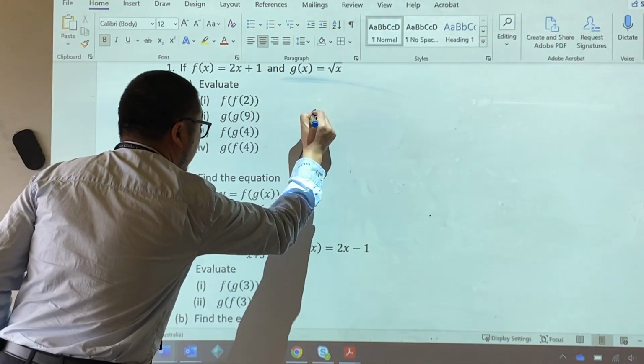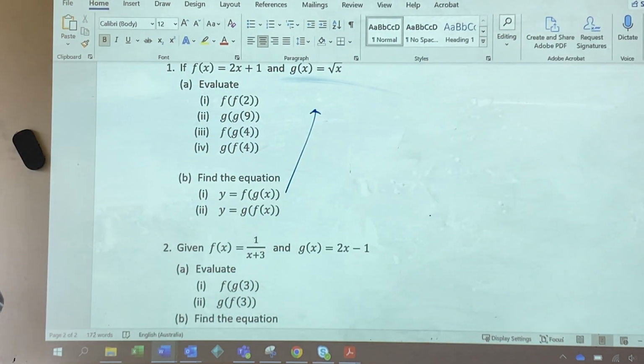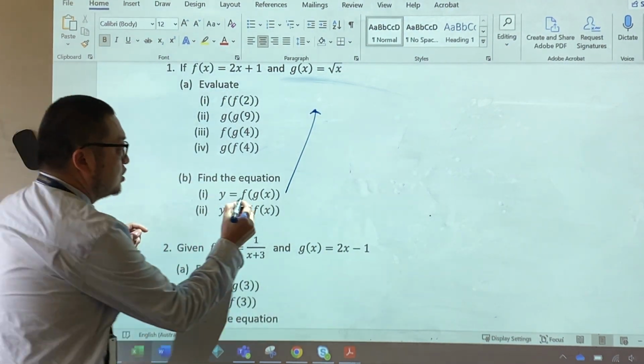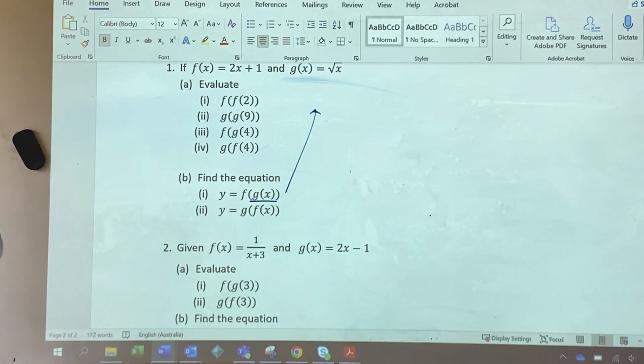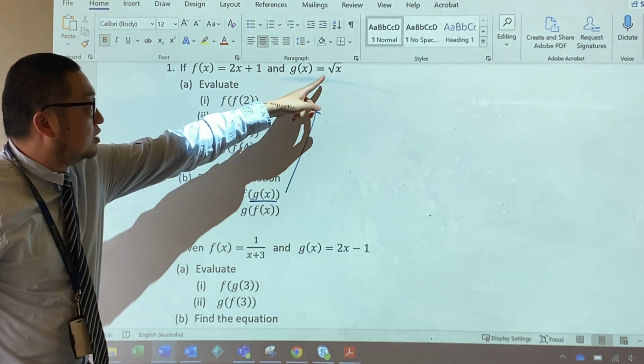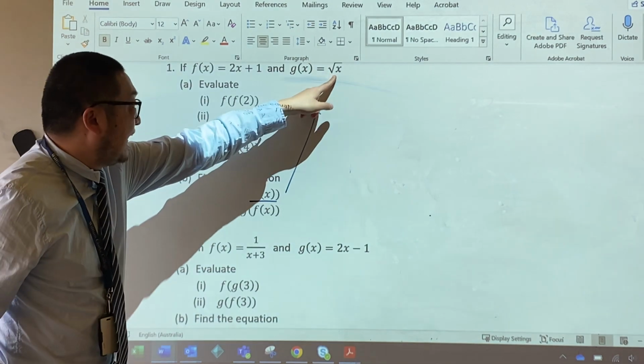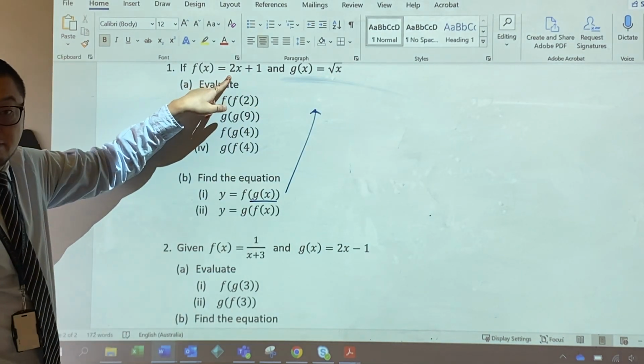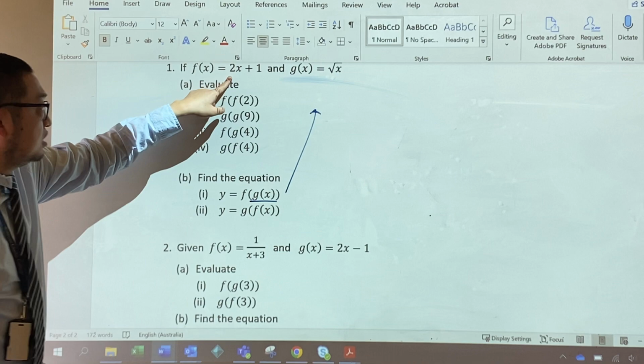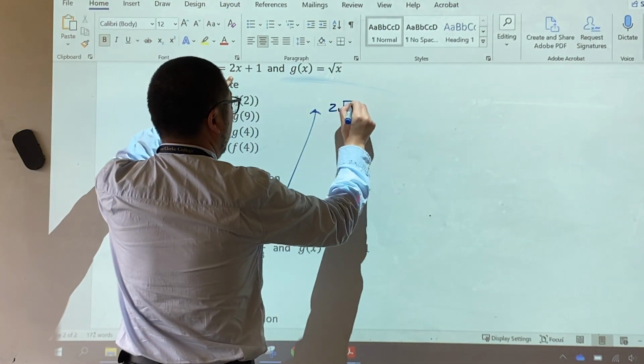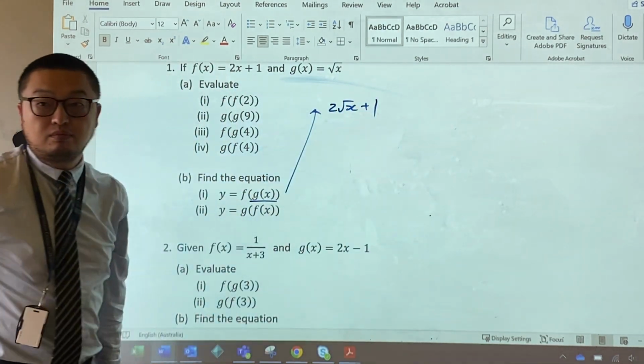So I'm going to do this one, right? Well, wouldn't g of x still be root x? Yeah, that's the root x. So I'm going to do this one first, right? g of x is root x. Here, I'm going to put that into f. Does it make sense? So basically it comes down to just 2 root x plus 1. Yeah. That's the final answer.